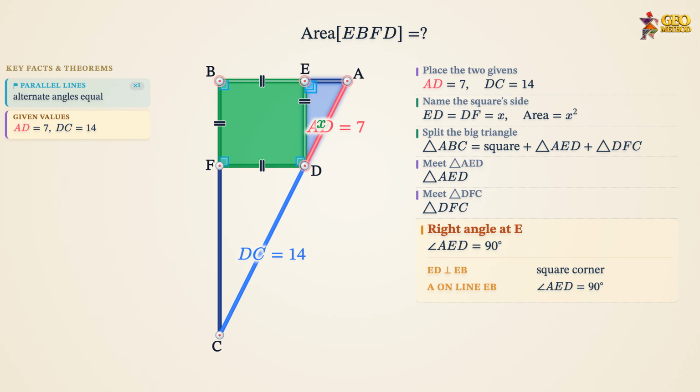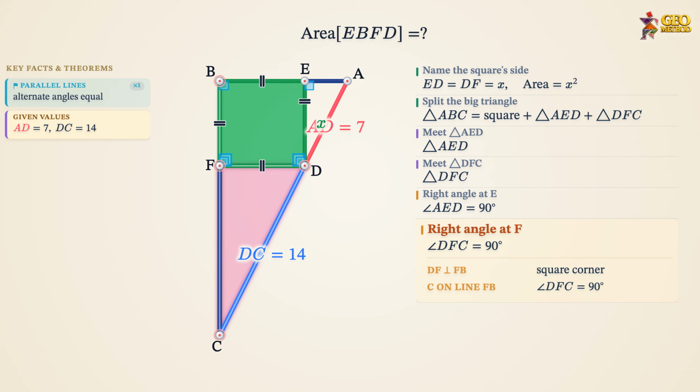In triangle AED, the right edge segment ED meets the square side EB at a right angle, and A lies straight to the right of E on that same side. So the angle at E, angle AED, is a clean 90 degrees. The same reasoning holds below. In triangle DFC, the side DF meets the left leg at a right angle, and C lies straight down that leg past F. So the angle at F, angle DFC, is also 90 degrees.